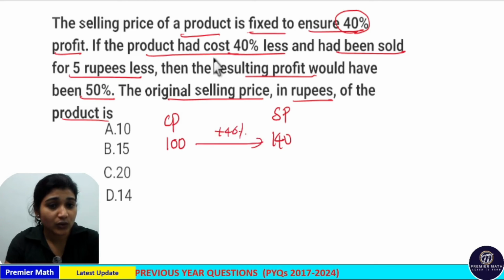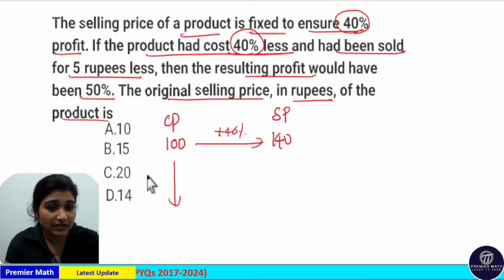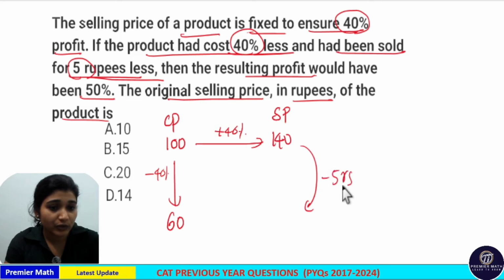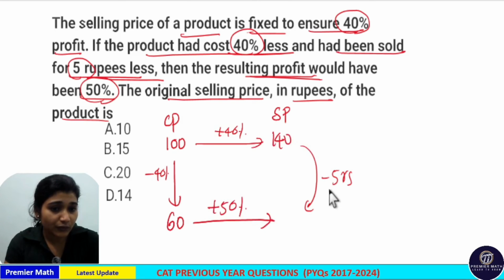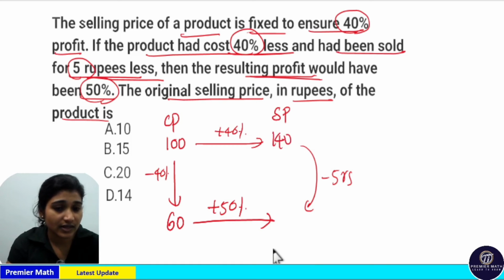Now, if the product had 40% less cost, that means 100 minus 40, 60 rupees. So if the product had cost 60 rupees and had been sold for 5 rupees less, then the resulting profit would have been 50%, which means from the 60 rupees, the profit will be 50% if the product would have sold for 5 rupees less than the initial selling price.